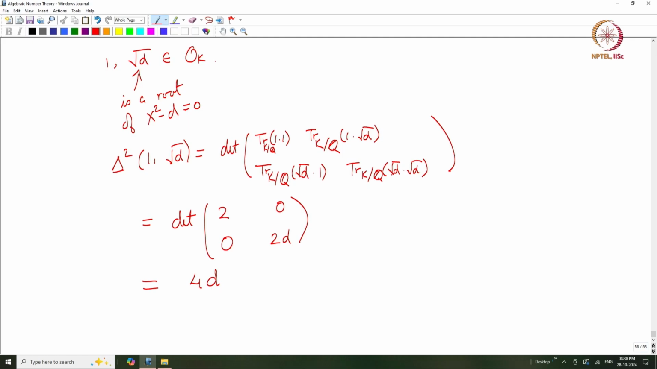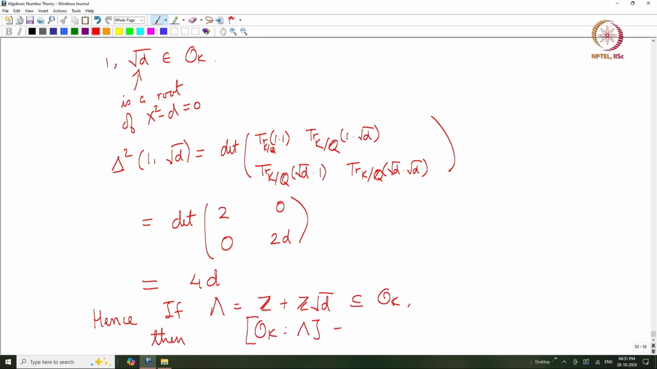So, the corollary does not automatically give us that 1 and square root of d is an integral basis, and of course, it is not an integral basis in general, but from this we know the following. We know that, hence, if lambda equals Z times 1 plus Z times square root of d, then the index of lambda in OK is either 1 or 2, right. And so we want to find out when it is 1 and when it is 2.